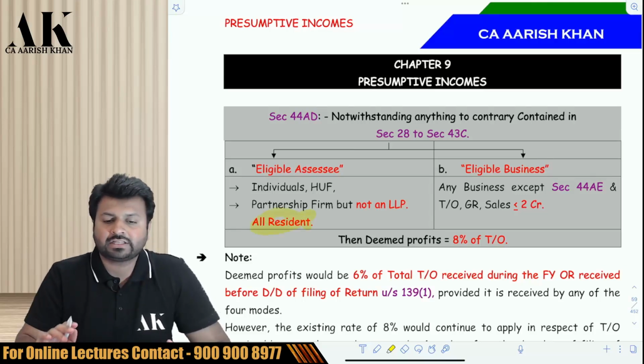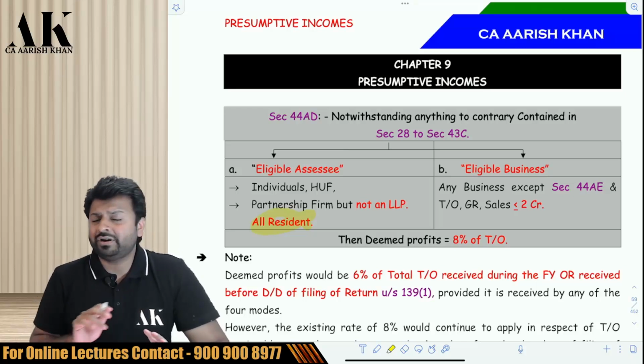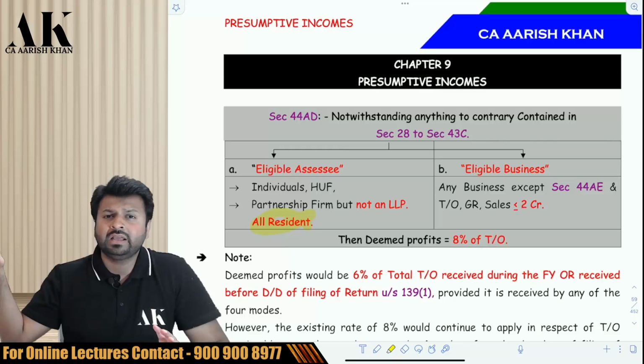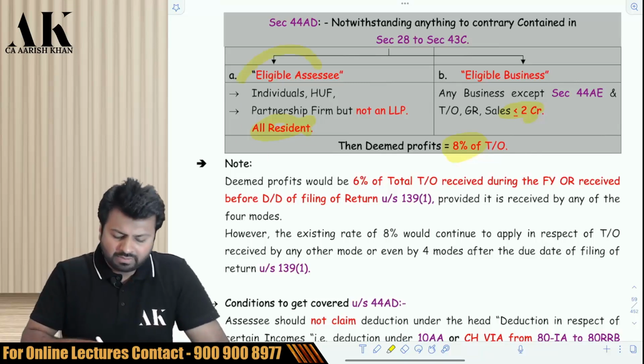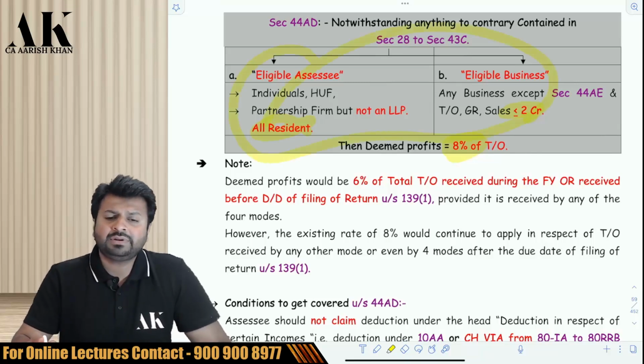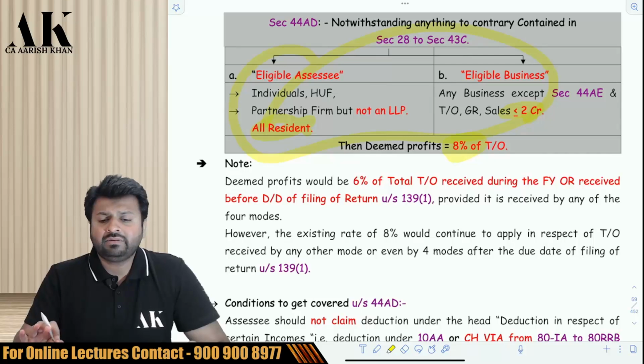Non-residents are not covered in this section. Further, eligible business. Which are the eligible business? All business except 44AE. 44AE business is not covered because that is separately covered in the form of 44AE, that is the truck business, and your turnover has to be up to 2 crore rupees. Then only this benefit is available to you, and your deemed income will be 8% of the turnover. 8% of turnover will become deemed income if you fulfill these conditions. Okay, you become an eligible assessee, you have an eligible business, your deemed income will be 8% of turnover.